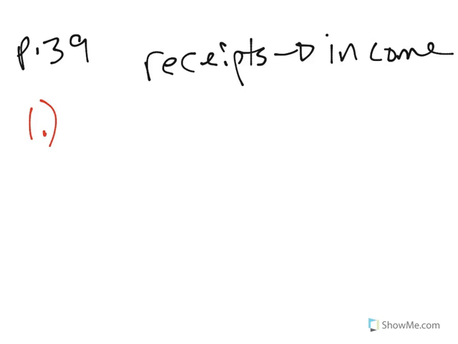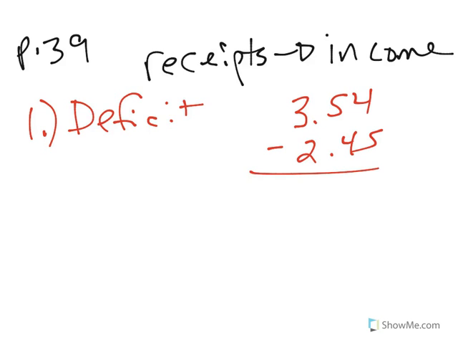So number 1, surplus or deficit. Well, you already know that you spent more than you had. So we know right off the bat that we have a deficit. And how much? Well, we spent 3.54 trillion. We only took in 2.54, and the difference is 1.09. So we have a deficit of $1.09 trillion. So that's super, super huge.